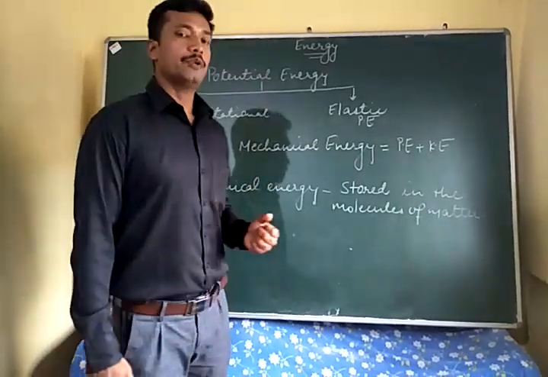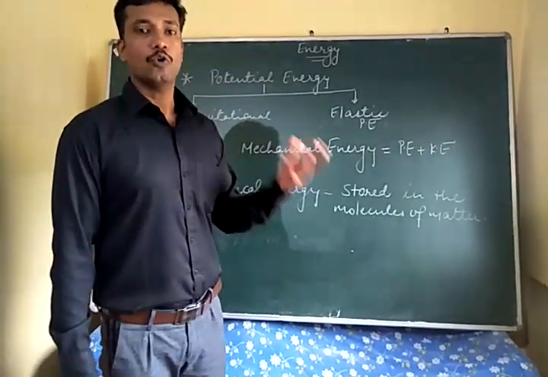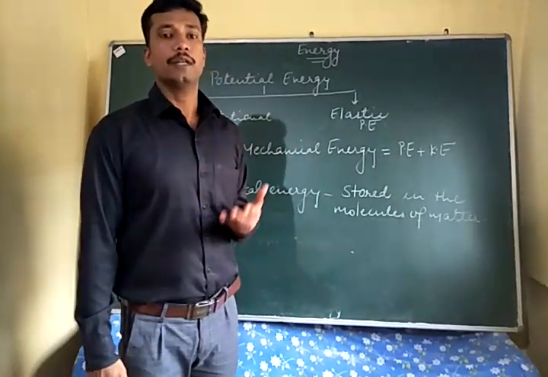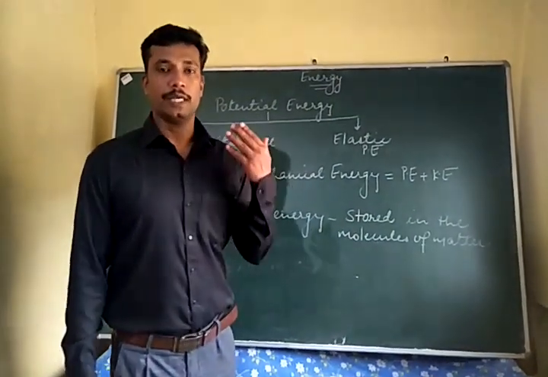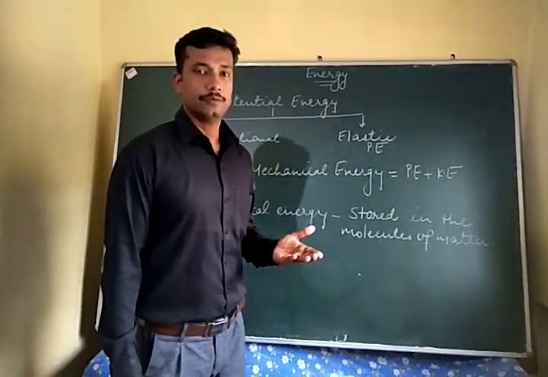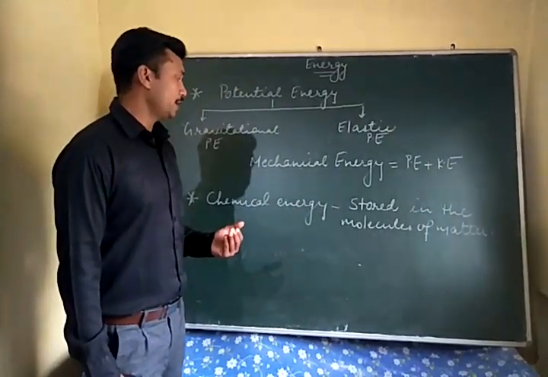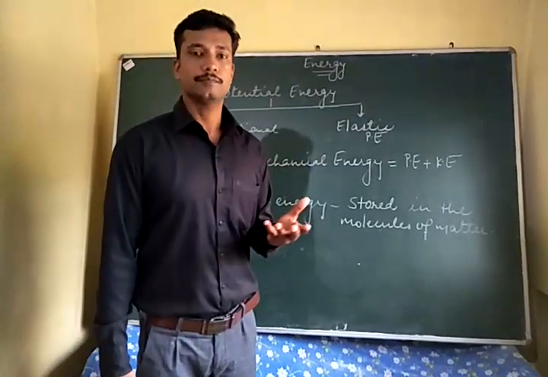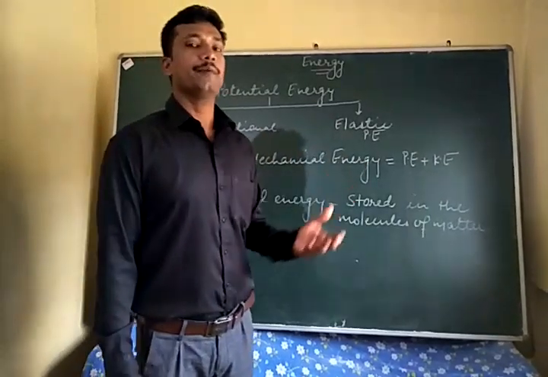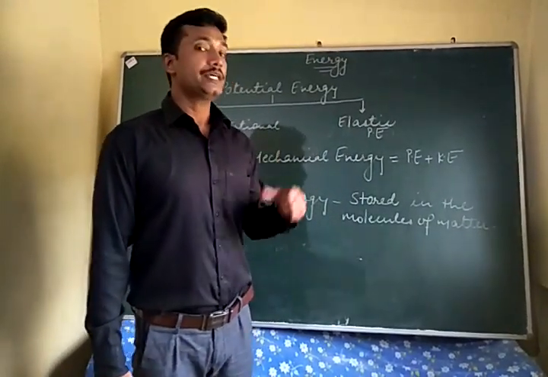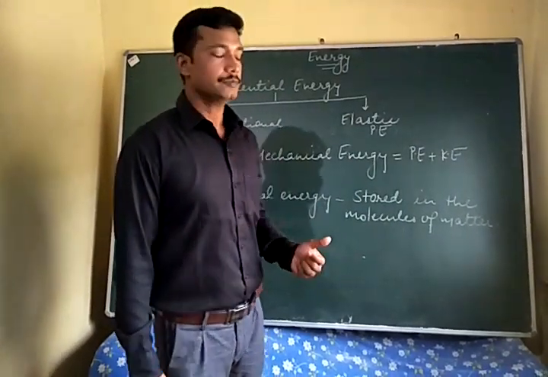A very good example of stored chemical energy is petrol and coal. They all have chemical energy stored in them, but this energy will be released when they are heated or burnt. The same is the case with chemical energy stored in crackers, the cell, or the battery. They all have chemical energy stored, but this energy will be released when there is a chemical reaction in it.